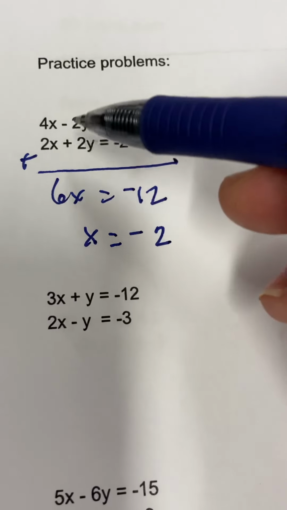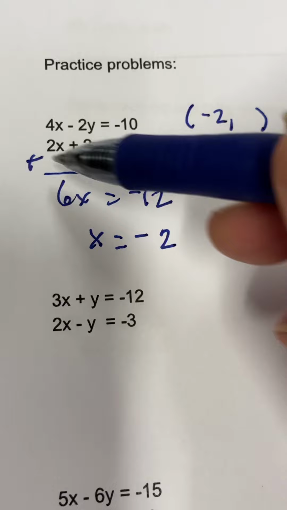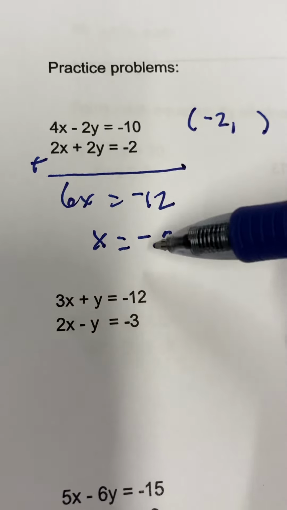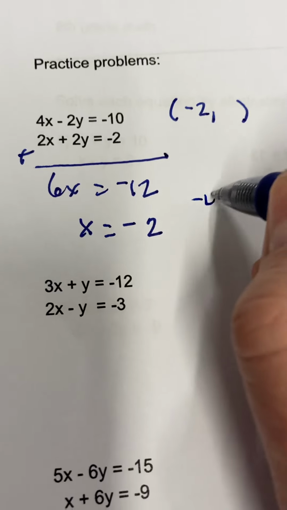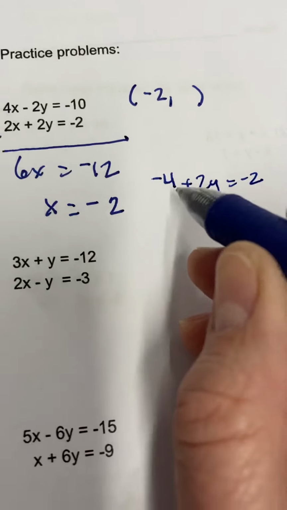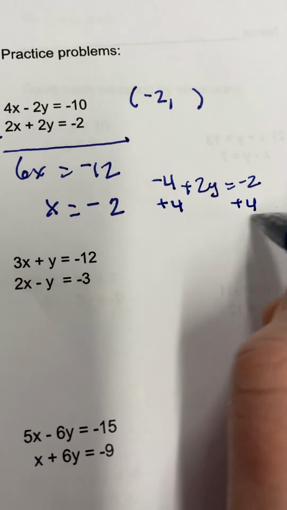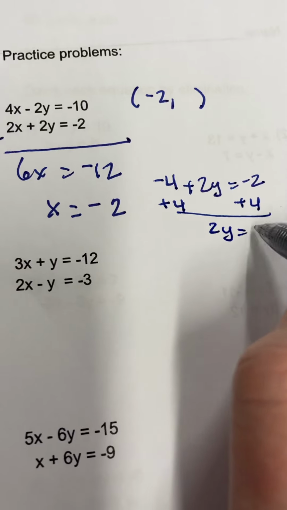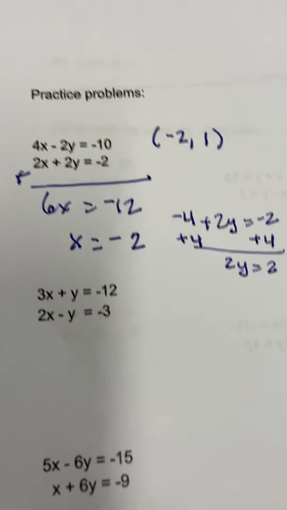Then you'll take this negative 2 and put it in either one of the equations in place of the x. I'm going to do the bottom one since 2 is lower. So I'm going to take a negative 2, put it right here. 2 times negative 2 is negative 4, plus 2y is equal to negative 2. So I'm going to solve for y right now. I'm going to add the 4 over, add the 4 over. I get 2y to equal 2. Dividing both sides by 2, I get y to be 1.